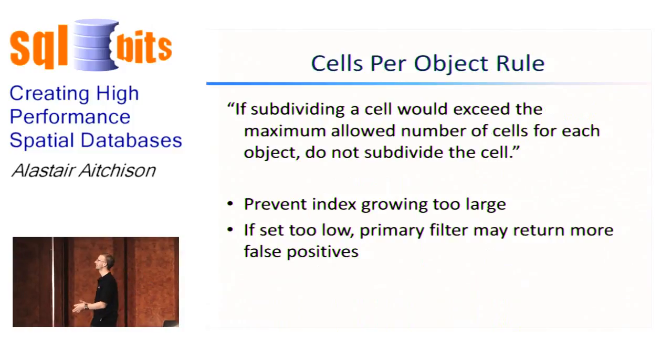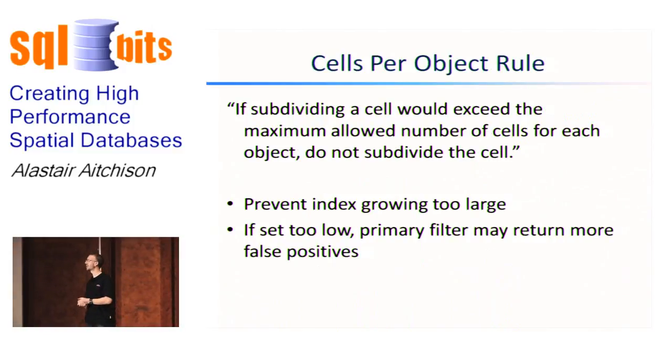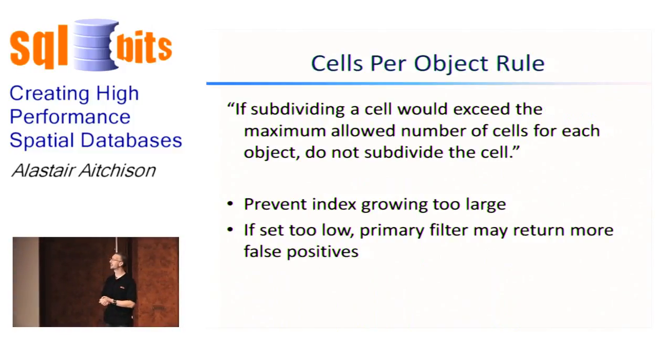And the third rule is the cells per object rule. If subdividing a cell would exceed the maximum allowed number of cells for each object, do not subdivide the cell.